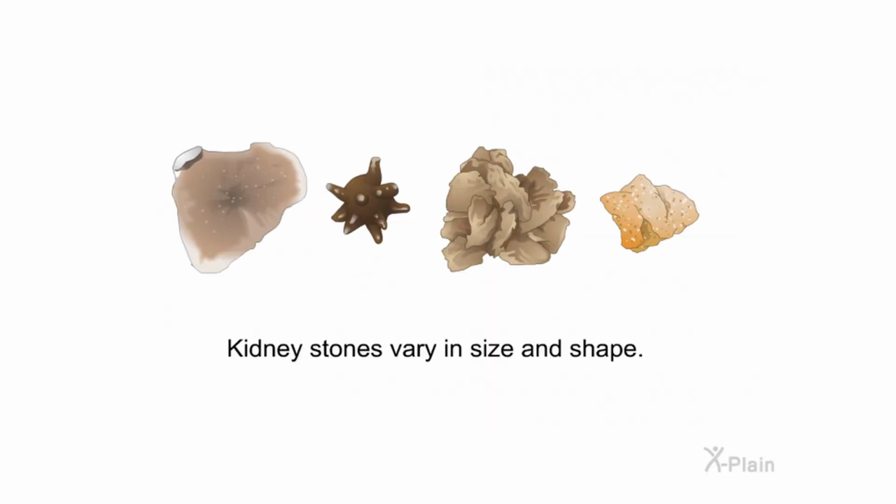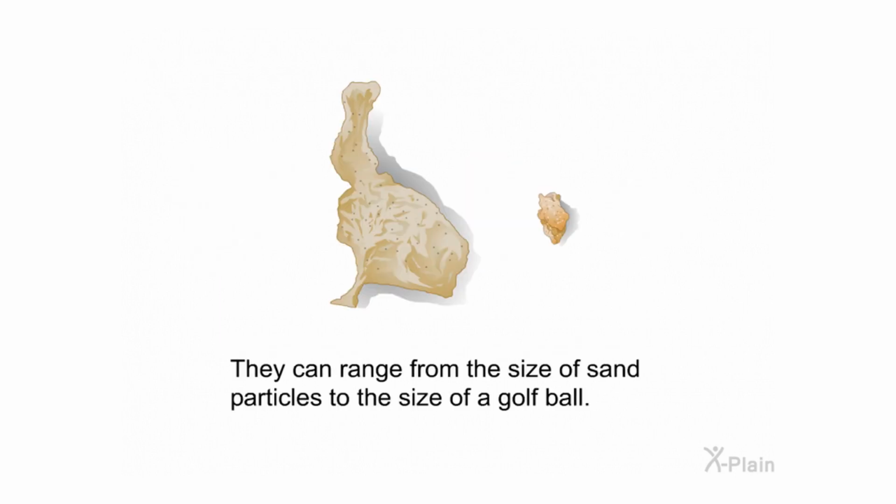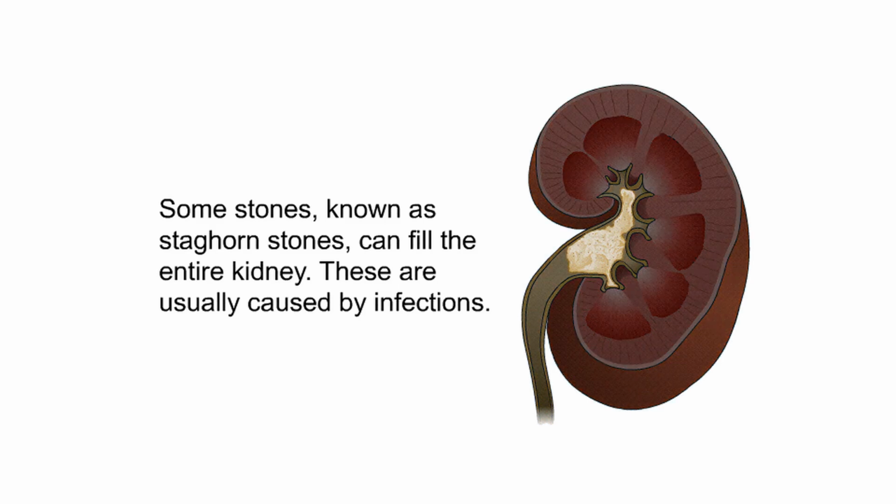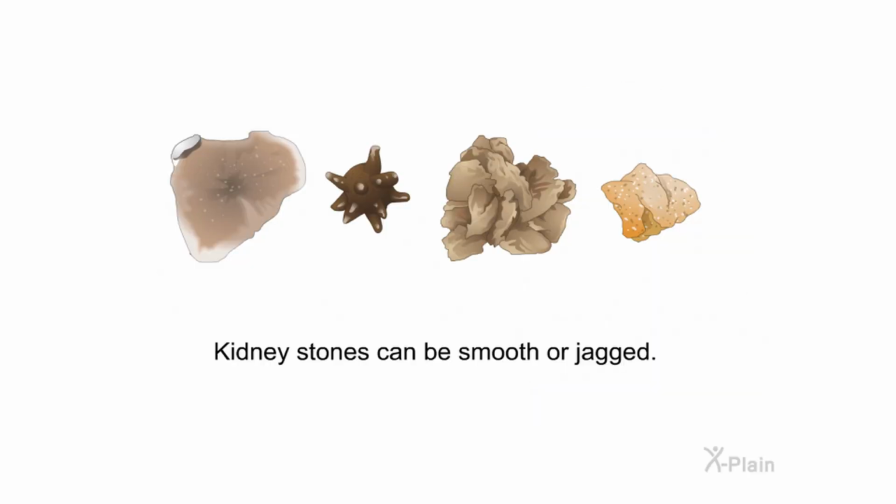Kidney stones. Kidney stones vary in size and shape. They can range from the size of sand particles to the size of a golf ball. Some stones, known as staghorn stones, can fill the entire kidney. These are usually caused by infections. Kidney stones can be smooth or jagged.